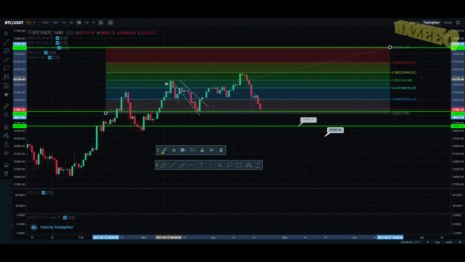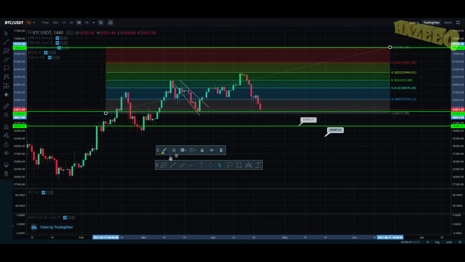Look at this. It bounced off the 0.5, went back down, tested the 0.786, went back down to the previous level, went back up to the 0.618, couldn't break through it, went back down, tested the 0.786 as support, and started coming back up and got rejected from the 0.382 level. So as you can see, we're just getting rejected off of these fib retracement levels.